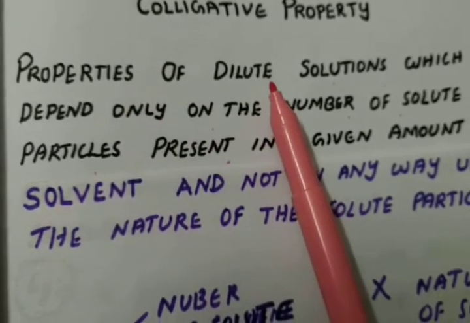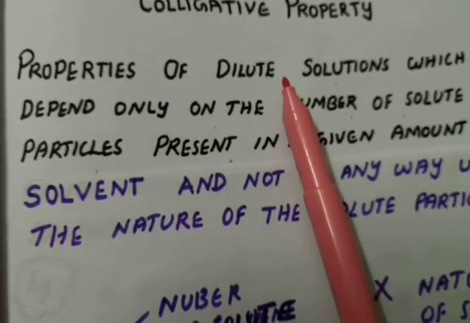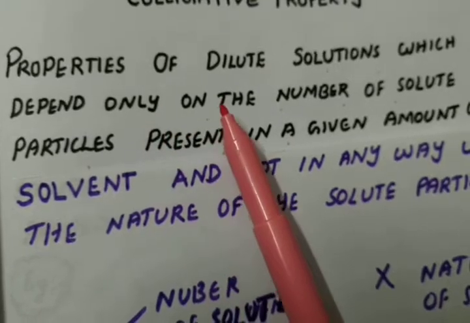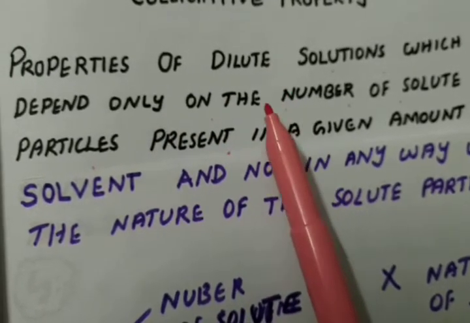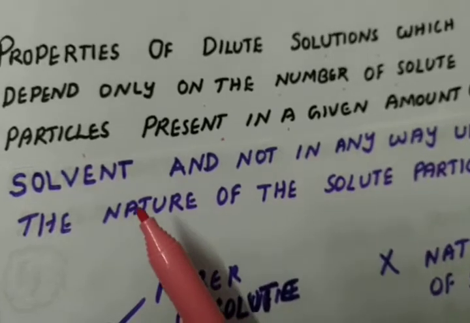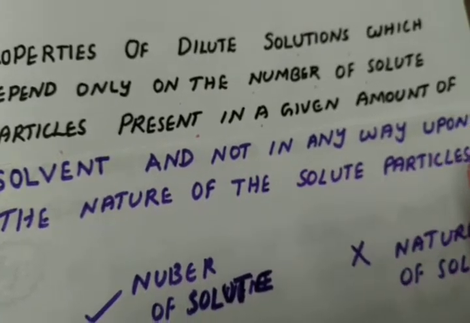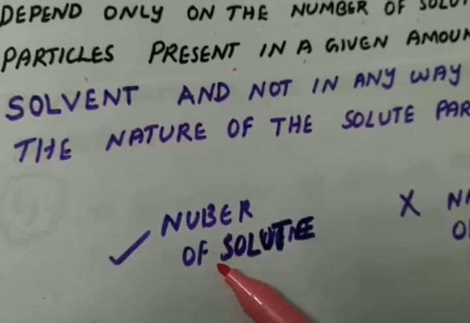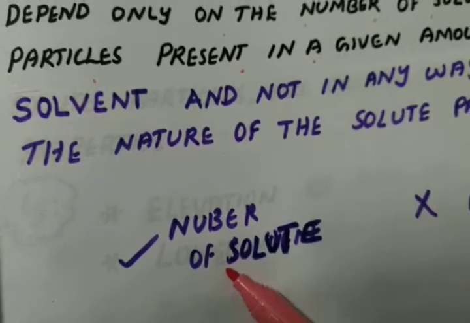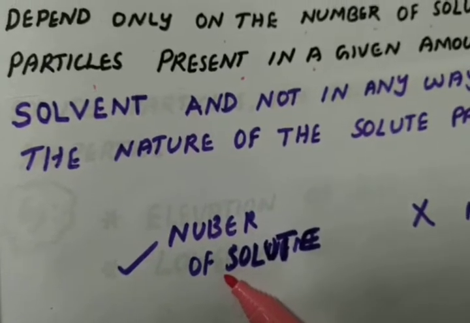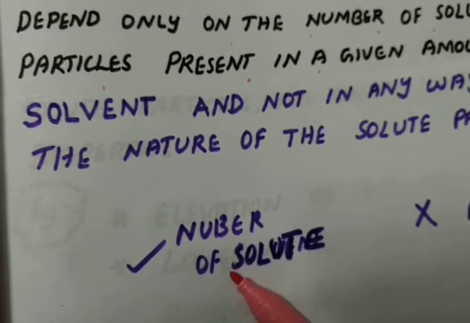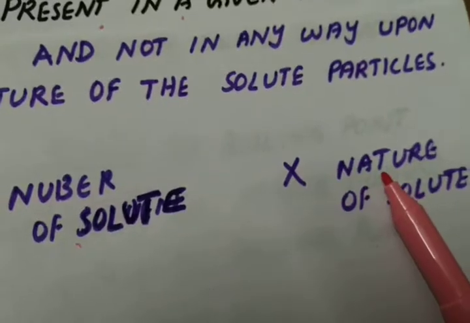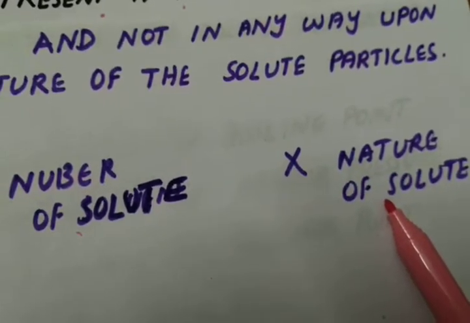Okay, dilute solutions. In solutions, we know there are two components, solute and solvent particles. Colligative properties depend only on the number of solute particles present in a given amount of solvent and not in any way upon the nature of the solute particles. Both solute and solvent together are known as solution.